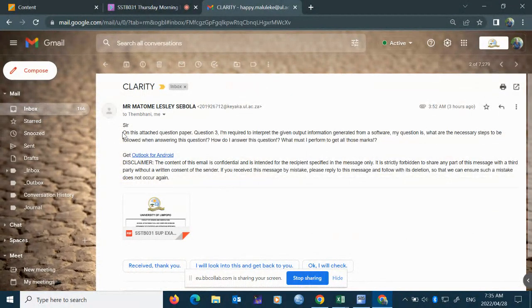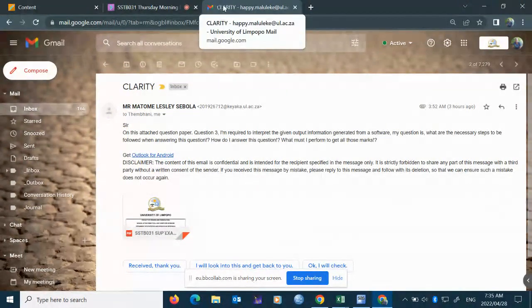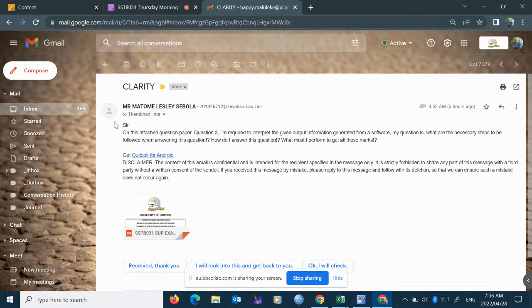So, can you see the email from Sibula now? If you have follow-up questions, guys, please ask. It says: on this attached question paper, question 3, I'm required to interpret the given output information generated from a software. My question is, what are the necessary steps to be followed when answering this question? What must I perform to get all the marks?